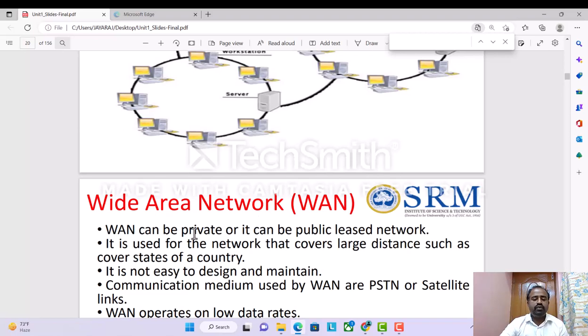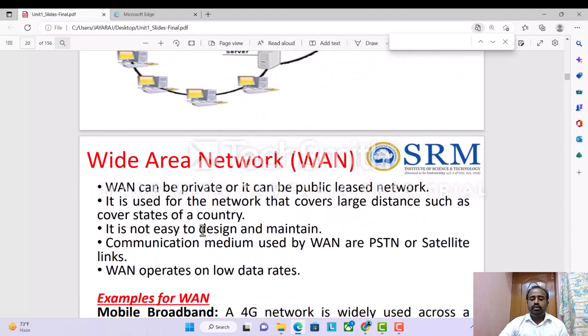It can be used to cover large distances, which means we can take our country or our state. A LAN will cover a building, a MAN will cover a city, then a WAN will cover the state or the entire country. It is bigger than a MAN. When the network gets bigger and bigger, it is difficult to design and maintain. That is the major problem.